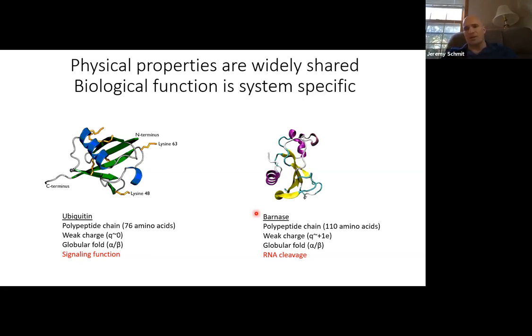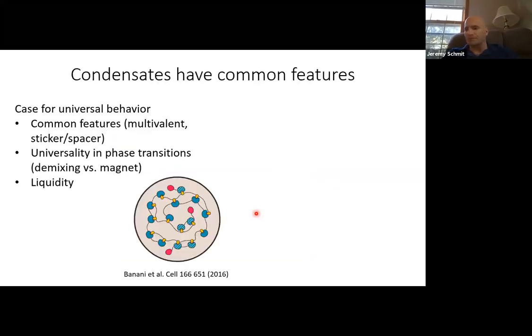And so, of course, we're not talking about individual globular molecules here. We're talking about condensates. So the first thing I want to do is lay out the case for condensates on both ends of the spectrum here, which is sort of repetitive from Mark's introduction.